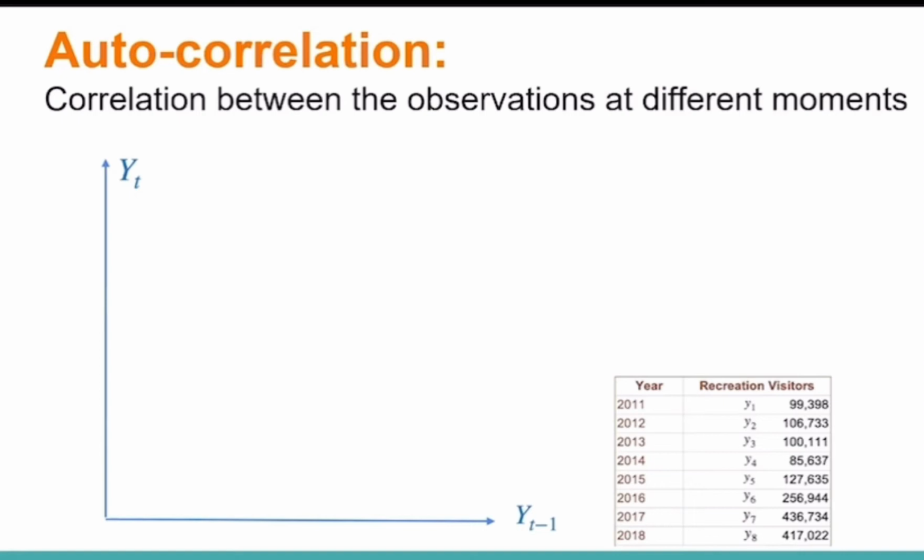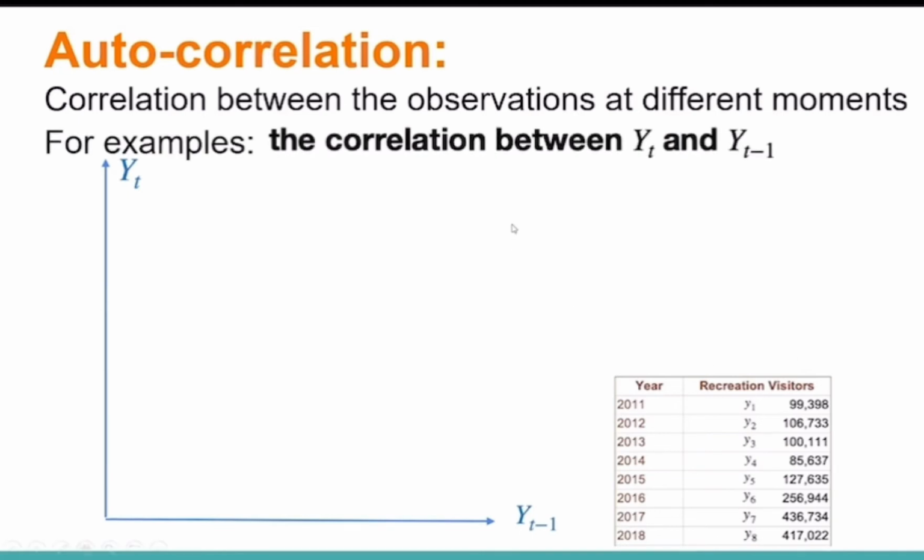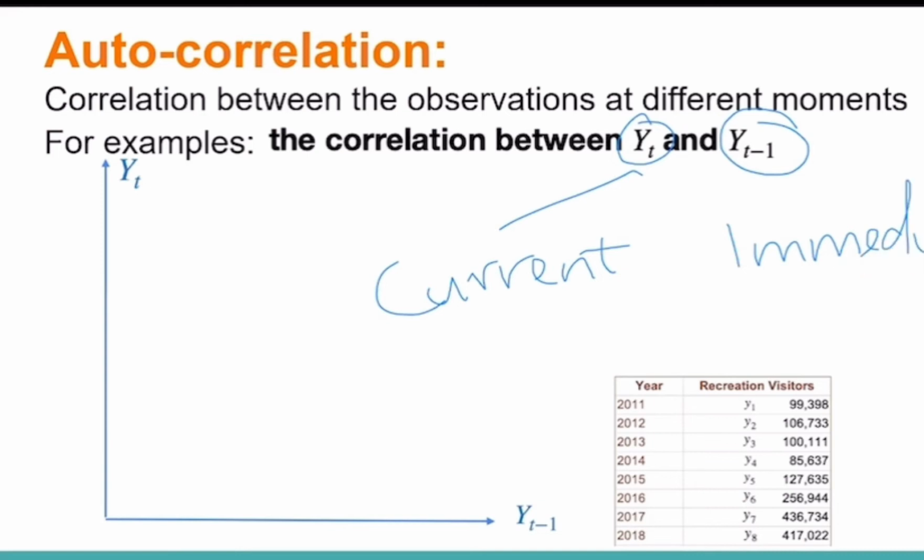Of course, the correlation measures the extent of positivity or negativity of the relationship between two variables. If you take a look at it now, YT is talking about the current value of the series, and YT minus 1 is talking about the immediate past. I want you to take note of that: YT is the current, and YT minus 1 is the immediate past.